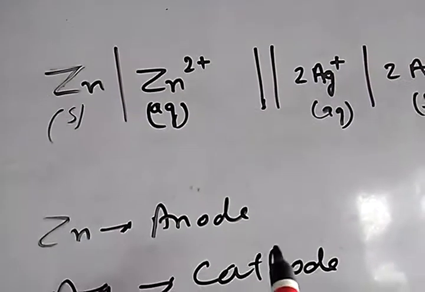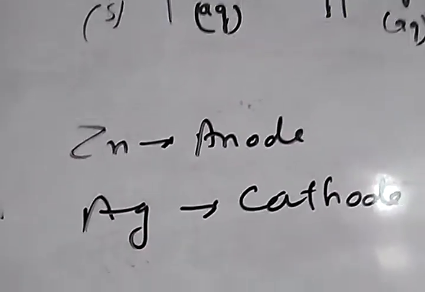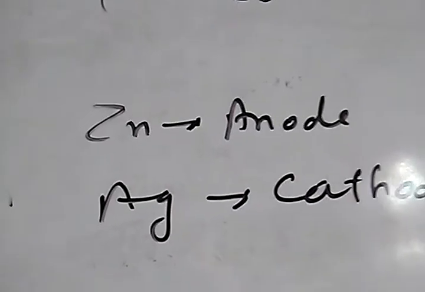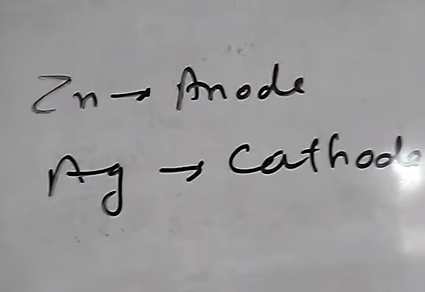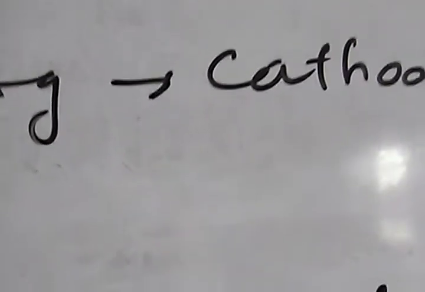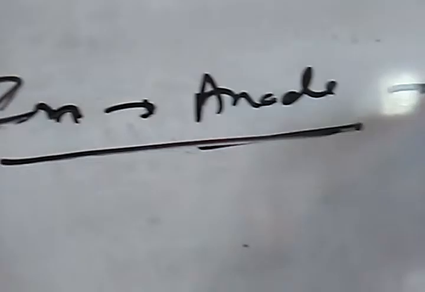And since zinc is an anode, for the second part of the question, the anode is always negatively charged, so zinc will act as an anode. In this case, zinc is negatively charged.